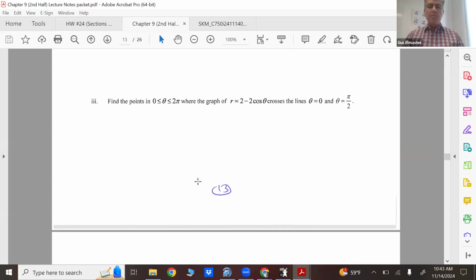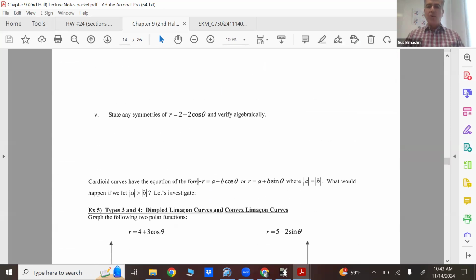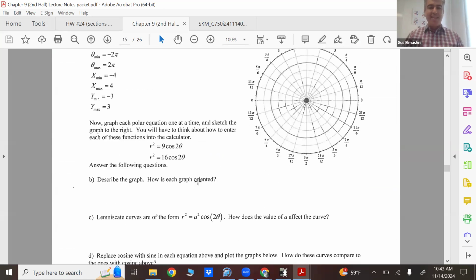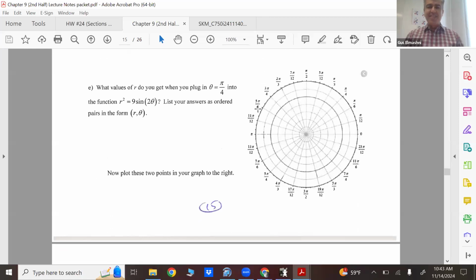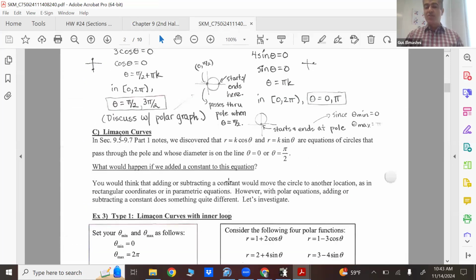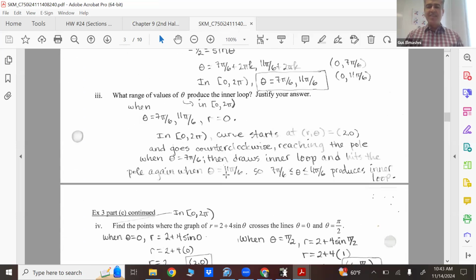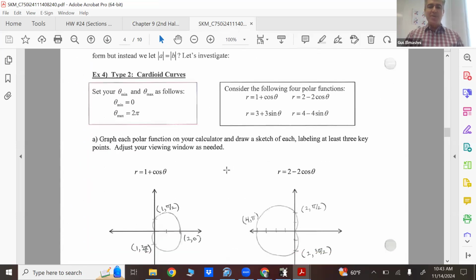Okay, so again, I had an ultra ambitious plan. So let's just do cardioids. We won't do dimple limacon or convex limacon. We won't do that. We won't do lemniscates. If you guys want to see how these look, just look them up.